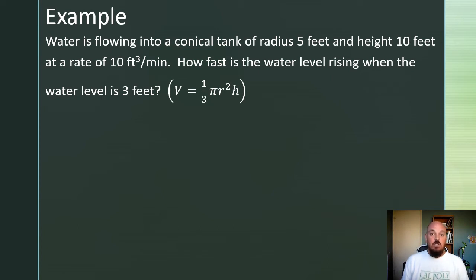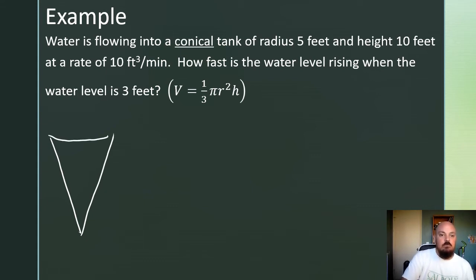All right, so anyways, we have the same concept. This time it's a cone. Conical means cone-shaped. So we have a cone-shaped tank. Radius is 5 feet, height is 10 feet, and water is pouring into it at a rate of 10 cubic feet per minute. Same setup as yesterday. And I said, how fast is the water level rising when the water level is 3 feet? All right, so let's start with a picture. Here is my cone. It's going to be the same one I just drew on the last slide. And I said the radius is 5, and the height of that cone is 10.